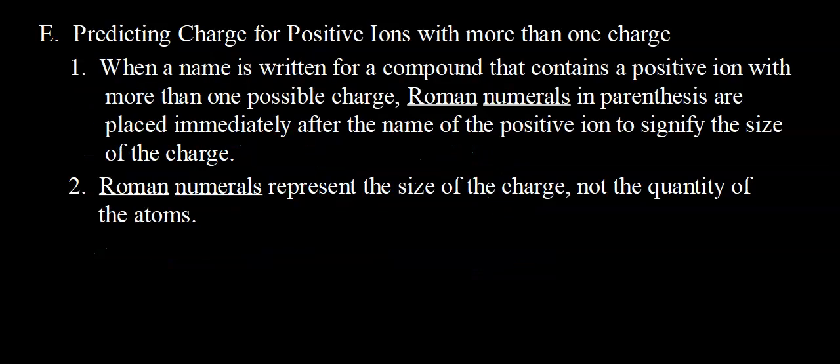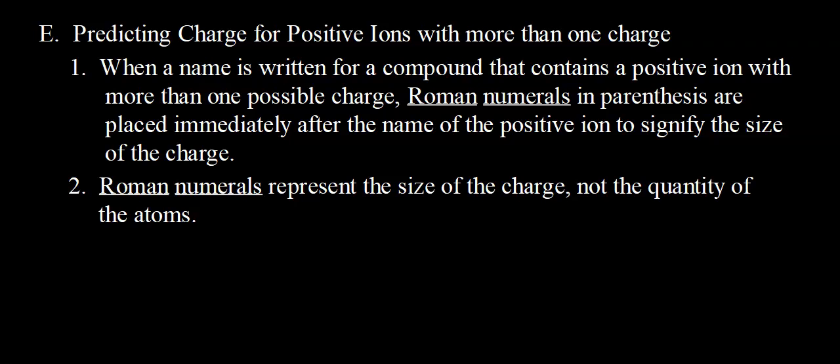All right, if that wasn't challenging enough, let's take it a step further. Predicting charge for positive ions with more than 1 charge. So some metals can form more than 1 ion. And so we have to show in the name which ion it is. Here's how it works. When a name is written for a compound that contains a positive ion with more than 1 possible charge, Roman numerals and parentheses are placed immediately after the name of the positive ion to signify the size of the charge. I guess it's really important because here it is again.